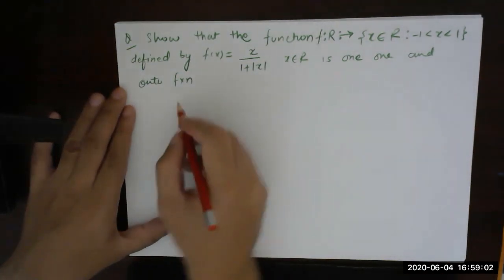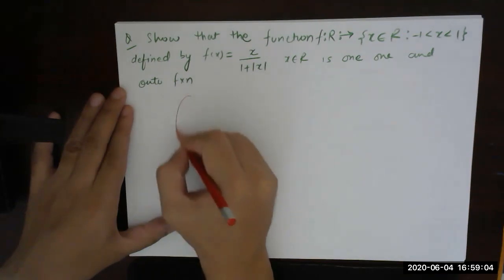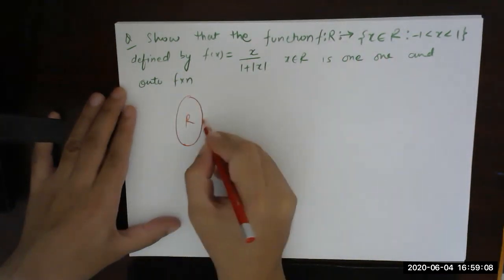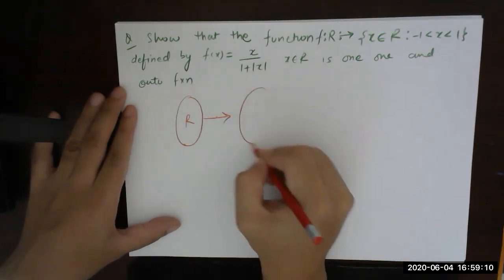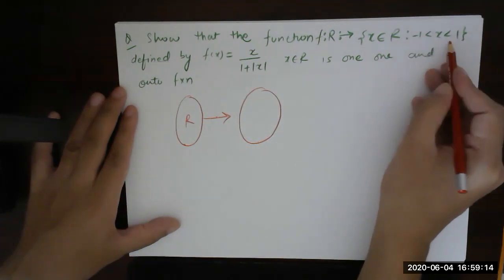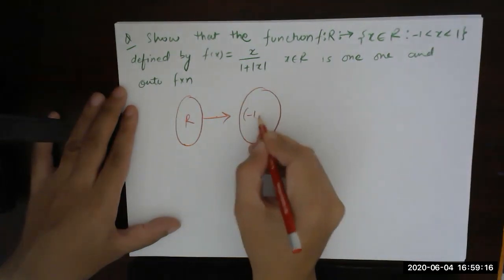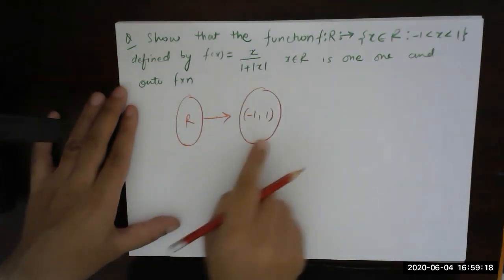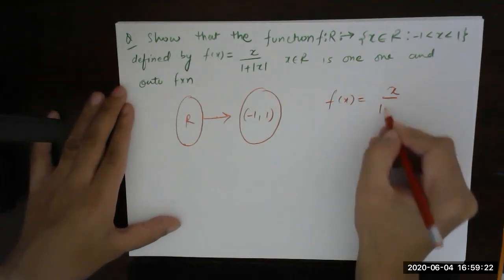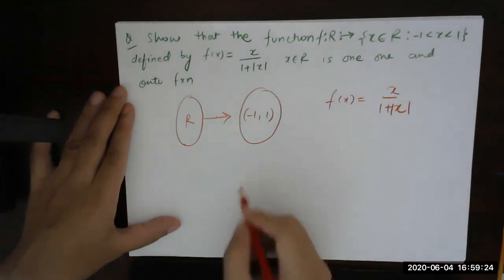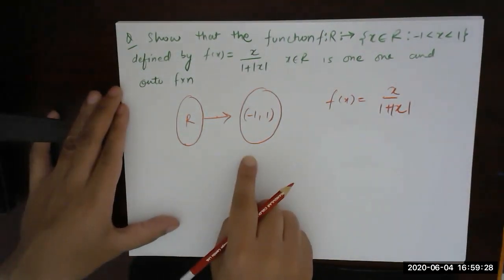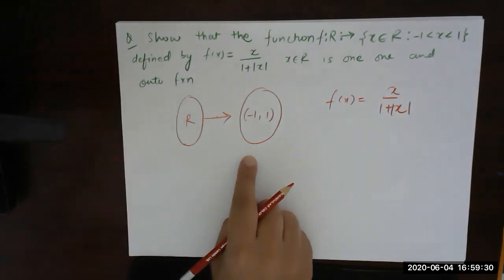So they are saying that there is a function f such that its domain is R, right? And the codomain is from -1 to 1. So codomain is a set from -1 to 1. So we have to show that this function, where f(x) is defined as x upon 1 plus mod x, is a one-one as well as an onto function. Okay, so let's start.